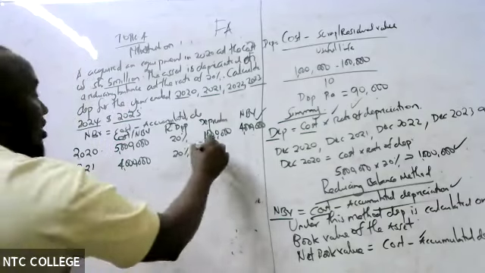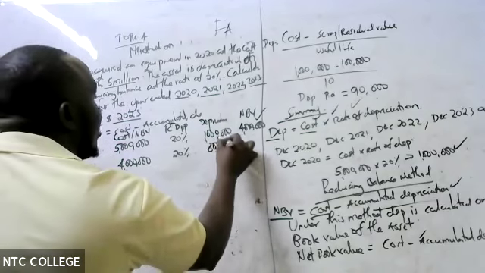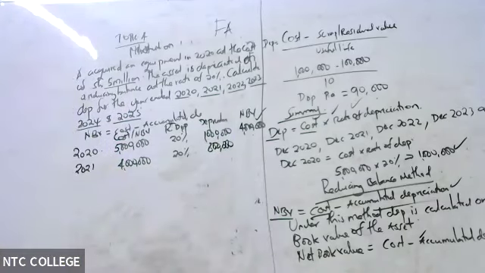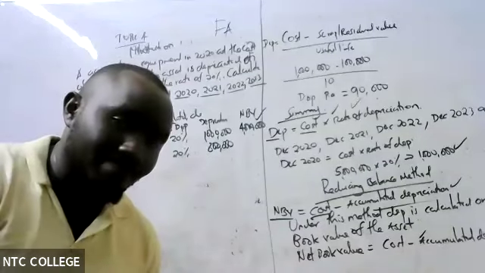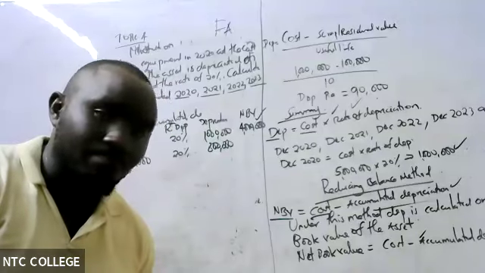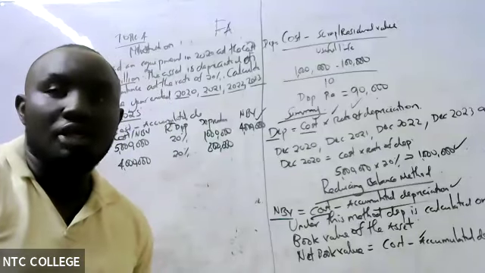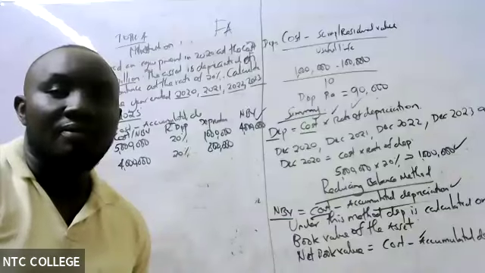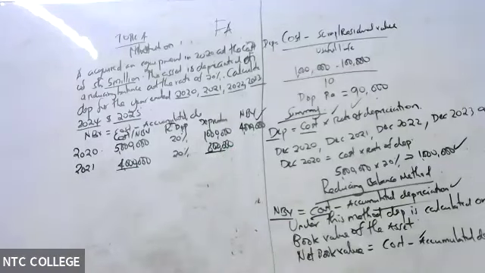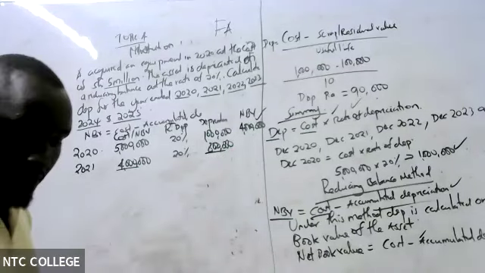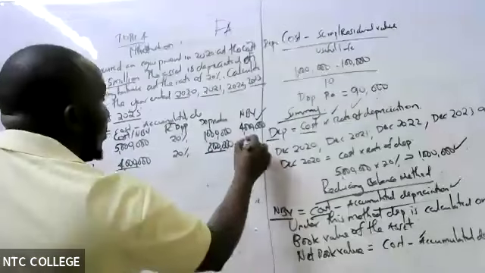20% of 4 million should be 800,000. Are we together? Tuko pamoja. Everybody, are we together? Yeah, we're together. Asante. So what is the net value? 4 million minus that. What is the net value? 4 million minus that? 3.2 million. So 3.2 million.